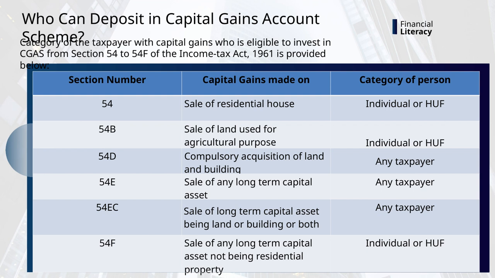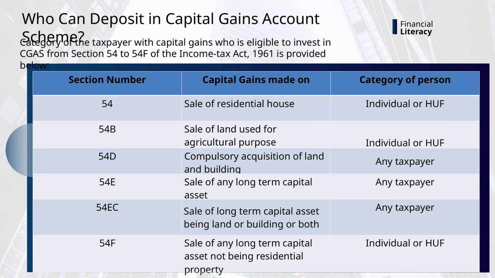Section 54D is a bit broader, applying to any taxpayer who faces a compulsory acquisition of land or buildings. This means if the government acquires your property, you can still benefit from CGAS. Section 54E deals with the sale of any long-term capital asset. This is quite inclusive and applies to all taxpayers, regardless of the asset type. Moving on, Section 54EC pertains specifically to the sale of long-term capital assets like land or buildings. But again, it's open to any taxpayer.